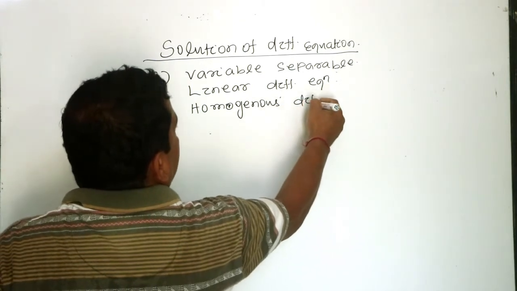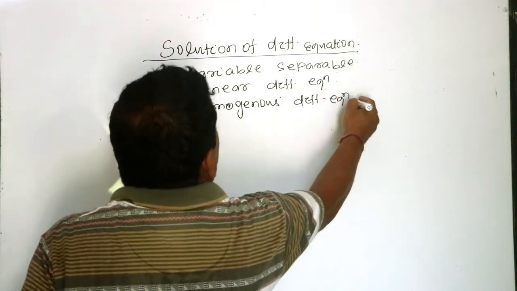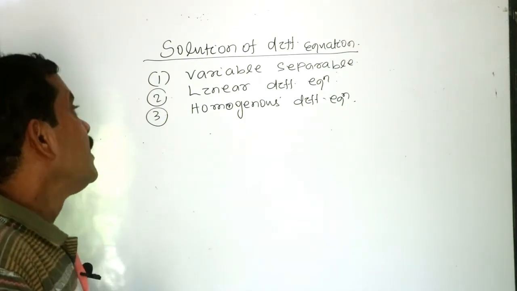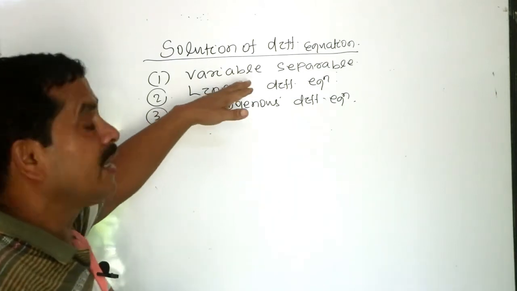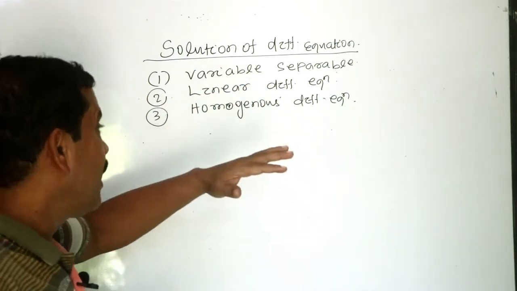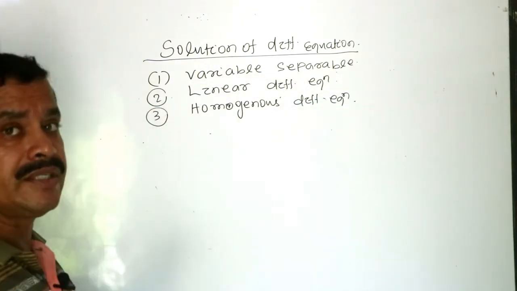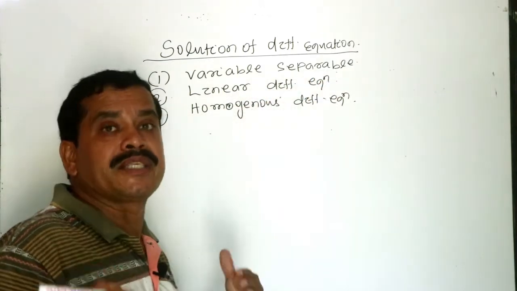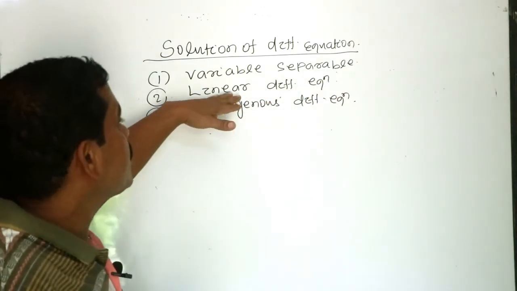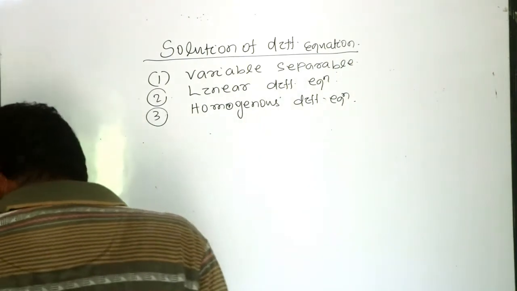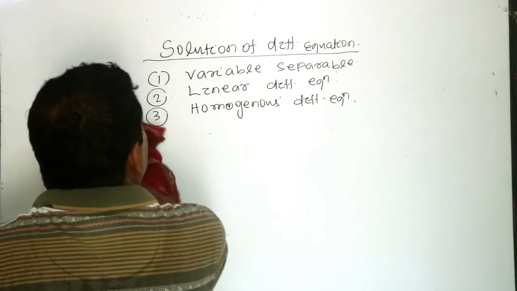Homogeneous differential equation. There are 3 methods to solve the differential equation in our plus 2 course. First is variable separation. Today we shall discuss how to solve the differential equation by variable separation. Next class we shall discuss the linear differential equation, then the homogeneous differential equation.